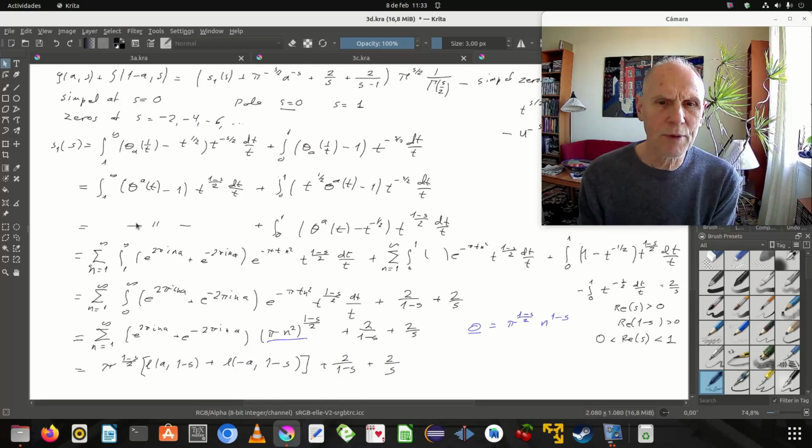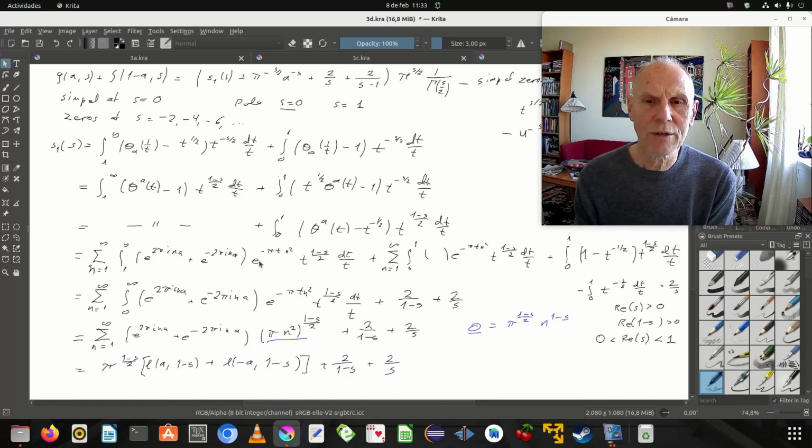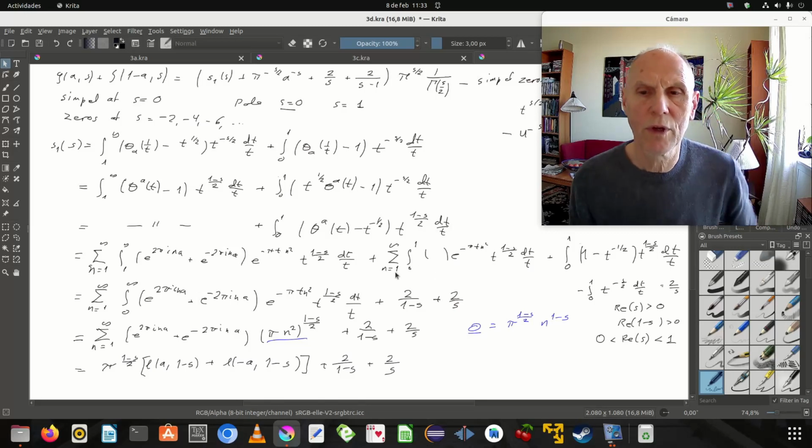And we split up the sum for positive and negative n, and take out when n is naught. Where did I do that? The integral from 1 to infinity. Oh, that's what I forgot probably.